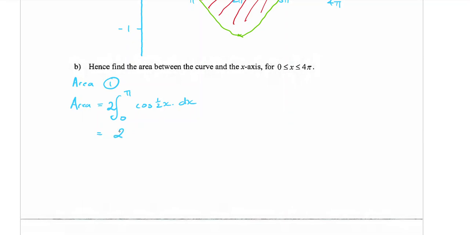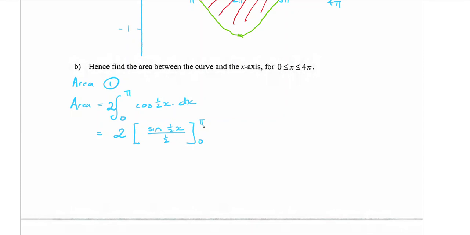So the 2 out the front stays there. The cos of half x, oh sorry, don't write that, because I've got to integrate it. Cos integrates into sine, so I go sine of half x, but then I divide by the half down the bottom here. That's your other option rather than trying to get the derivative out the front first. It's effectively doing the same thing. That's between 0 and pi. You can do it the other way if you like the other way better. I'm just showing an alternative.